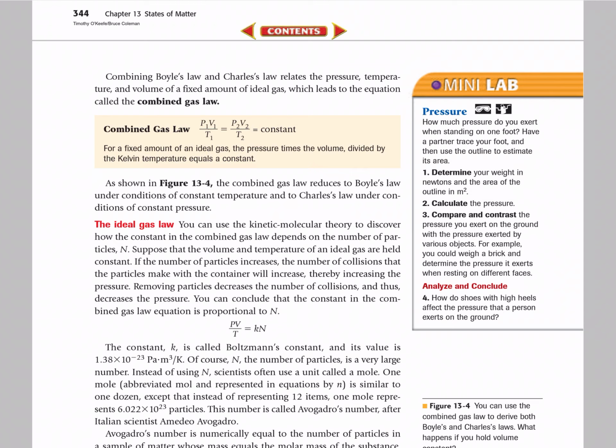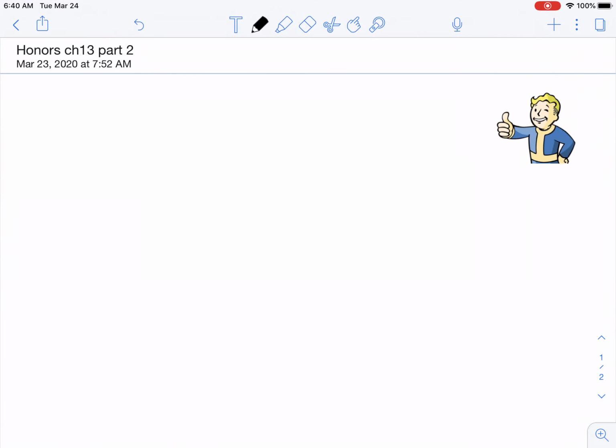This is Honors Physics, Chapter 13. We're starting at the top of page 345. We're going to learn about the combined gas law today. Before we do the combined gas law, we're going to first learn something called Boyle's law.